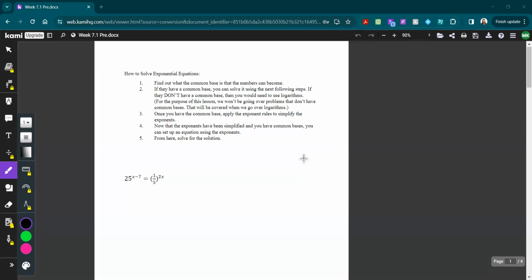the variable. If they don't have a common base, you will need to use logarithms. And we're not going to do any logarithms in this lesson. You'll see equations that don't have a common base, where you need to use a logarithm, in another lesson.